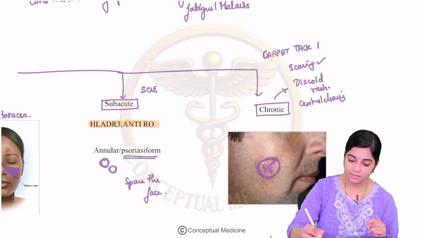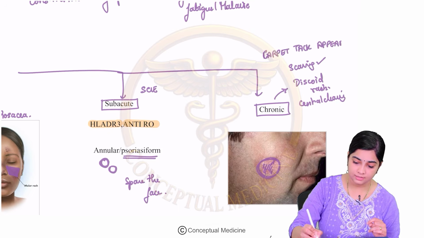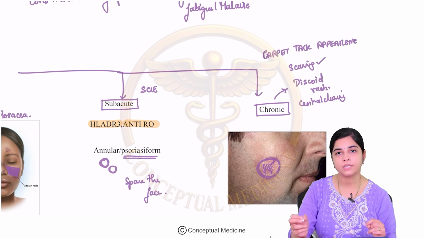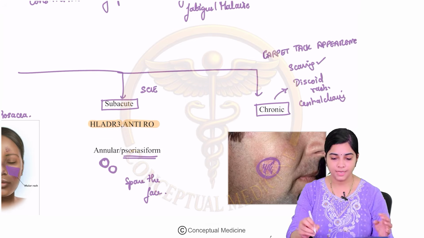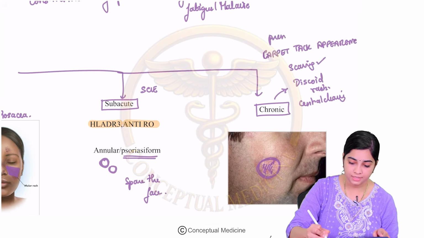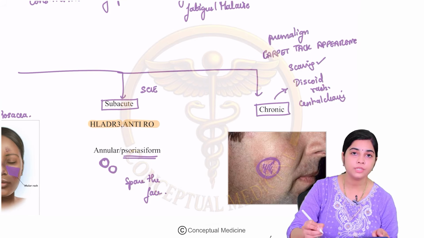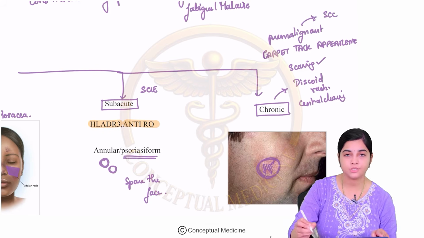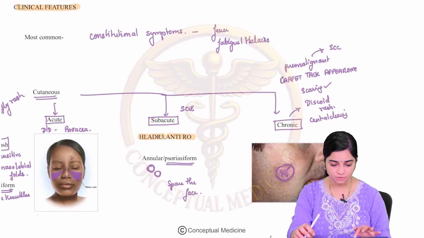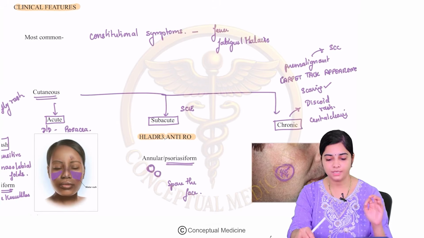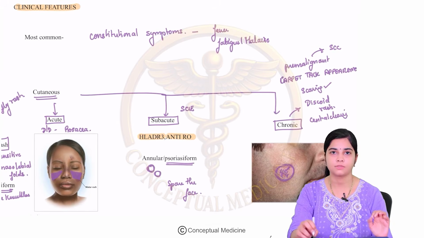So where do you find the carpet tack appearance? It is seen in chronic cutaneous lupus erythematosus, or your discoid rashes. And remember that this is a pre-malignant condition. Acute and subacute are not pre-malignant. This is a pre-malignant condition and there is an increased risk of squamous cell carcinoma of the skin. Okay, so this is about your acute, subacute and chronic cutaneous lupus erythematosus.